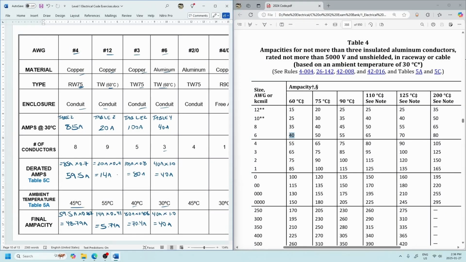Okay, let's take a look at the next one. Again, aluminum in conduit. We've got number 2 aught in the 75-degree column because we have TW75. So let's write our table down first, guys. Table 4. Okay, 75-degree column for 2 aught. Looks like it's 135 amps, guys.